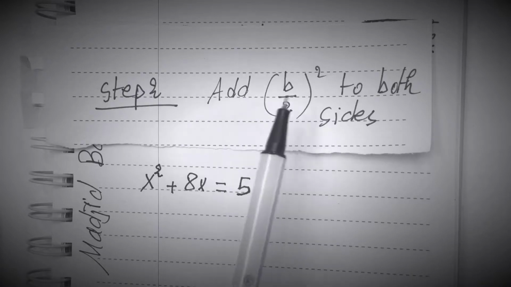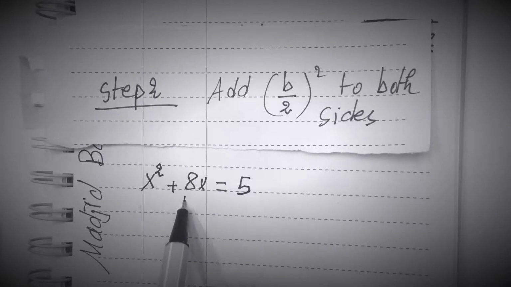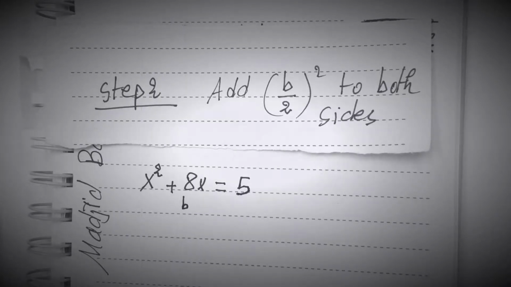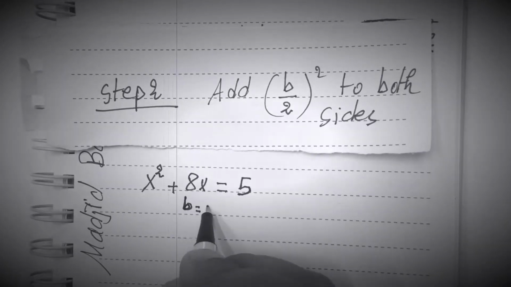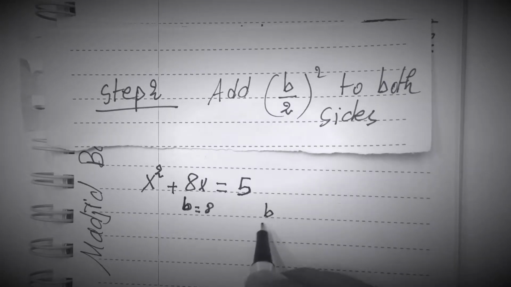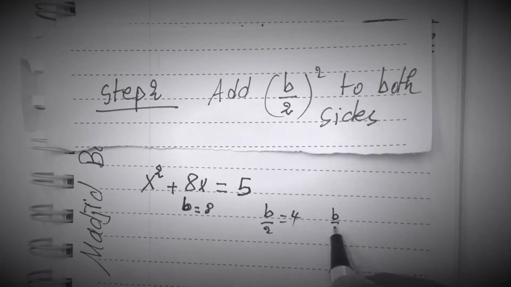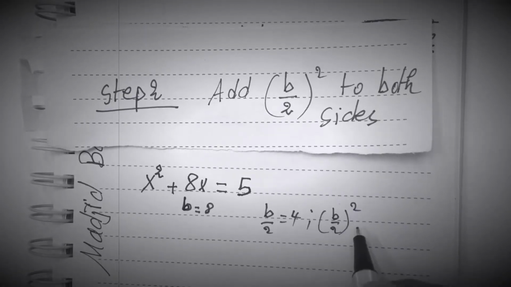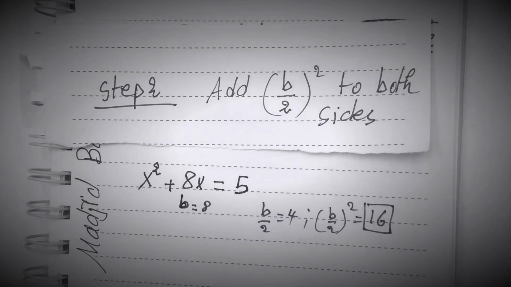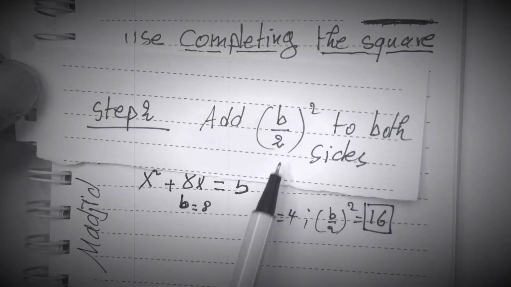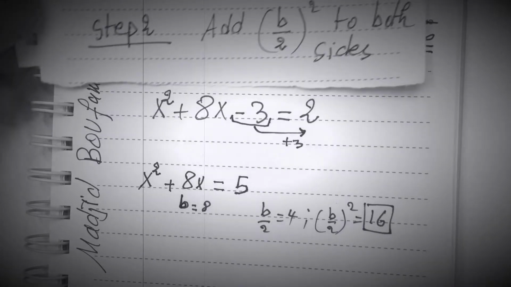In step 2, we add (b over 2) squared to each side. So b is 8, okay? That's your b, equals 8. After you find b, which is the coefficient of x, you calculate b over 2, half of it, you get 4. Then you square it, you square 4, which is b over 2. So you get 16. This is the number you have to add to each side. So remember, you add half b squared to each side, 16 to each side.